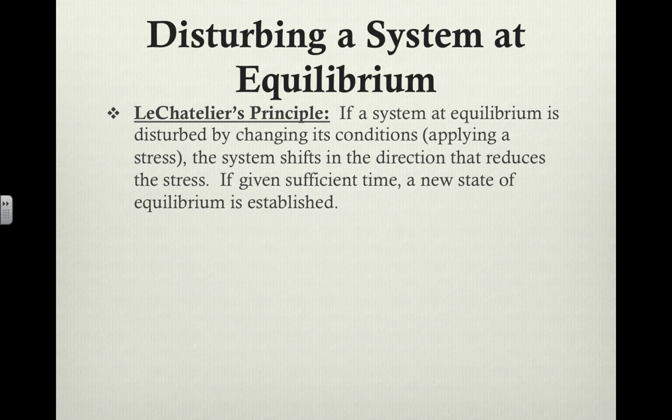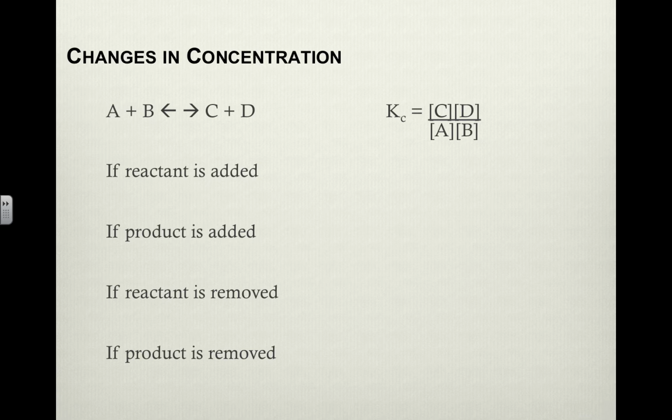If a system in equilibrium is disturbed by changing its conditions, or what we call applying a stress, the system shifts in the direction that will then reduce the stress. And if given sufficient time, a new state of equilibrium is established. Okay, so there's a few different ways that we can do this. And we'll first look at disturbing a system by changing concentration, by adding or removing reactant or product.